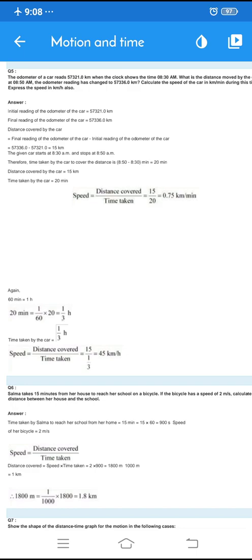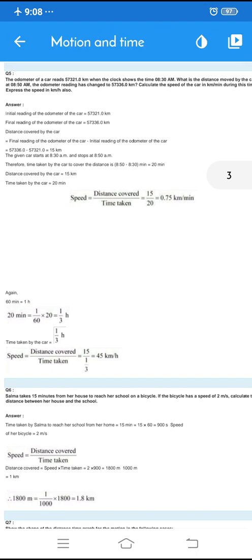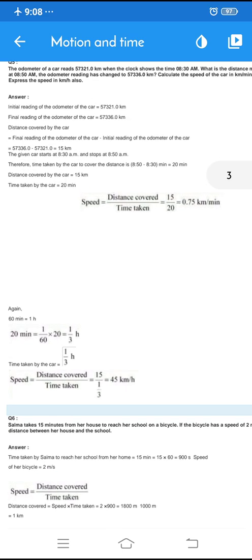First, let us write the data which is given here. The initial reading of the odometer of the car is 57,321 kilometers. The final reading of the odometer is 57,336 kilometers. So what is the distance covered by the car? Final reading minus initial reading gives the distance covered by the car, that is 15 kilometers.